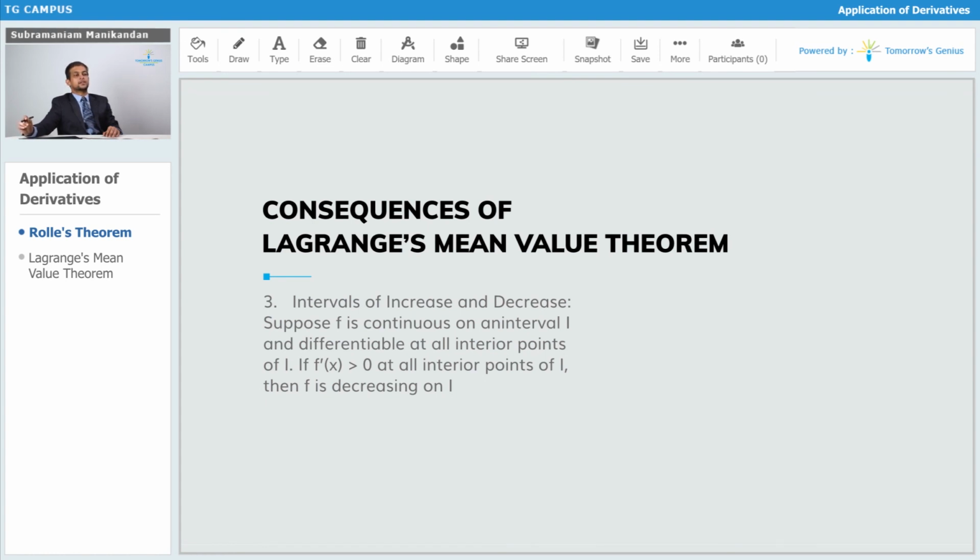So suppose f is continuous on an interval I and differentiable at all interior points of I, and if f'(x) is greater than 0 at all interior points of I, then f is decreasing on I.